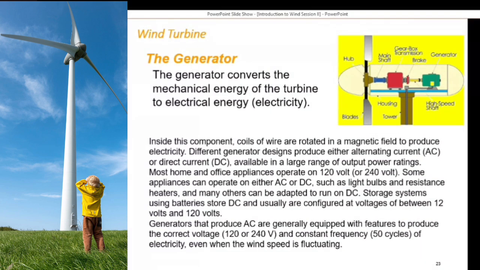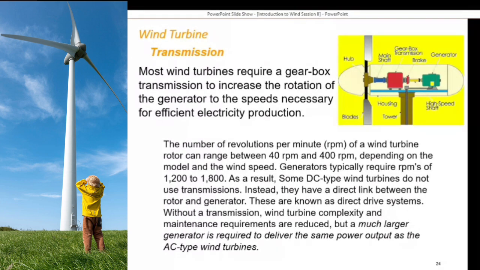Inside, the generator converts the mechanical energy of the turbine to electrical energy, which is electricity. Coils of wire are rotated in a magnetic field to produce electricity. Different generator designs produce either AC or DC. Some appliances can operate on either AC or DC. This is the system that we've seen previously, where if required we can use other conversion appliances.